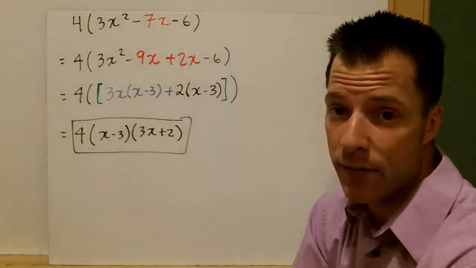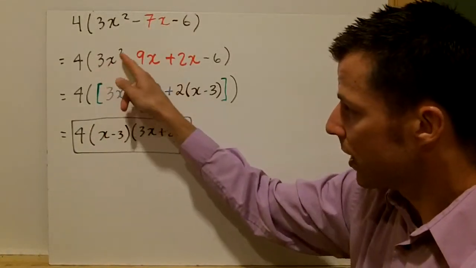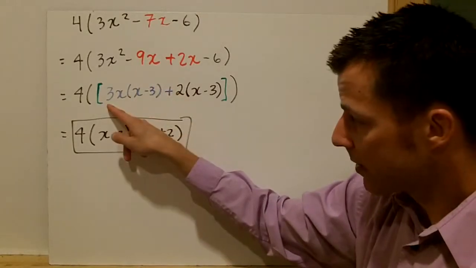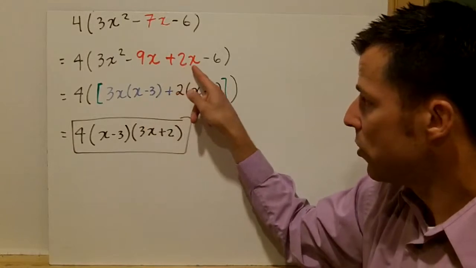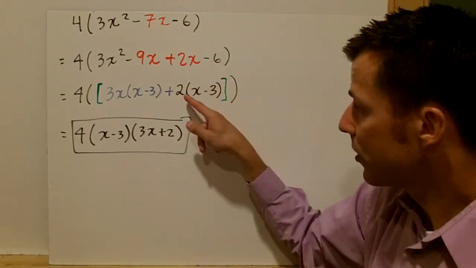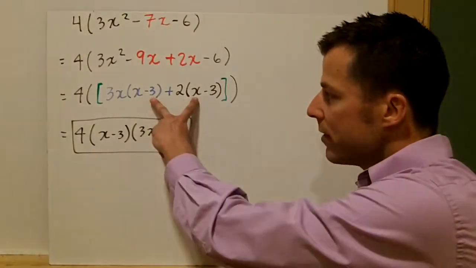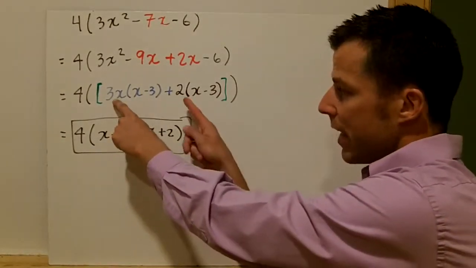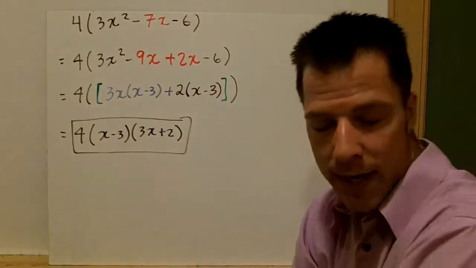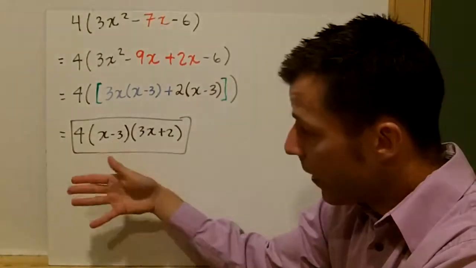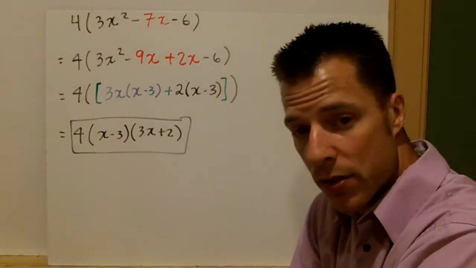So now we factor by grouping. If we look at the first two terms, 3x squared minus 9x, 3x is common. And when I factor out the 3x, I'm left with x minus 3. 2x minus 6, common factor is 2, and I'm left with x minus 3. So again, whatever's in parentheses is one factor. Whatever's outside the parentheses is our second factor. And the 4 comes along for the ride. Okay, so the final product here is 4 times the quantity x minus 3 times the quantity 3x plus 2.